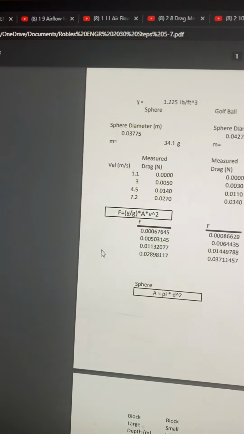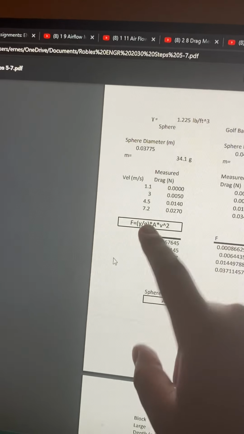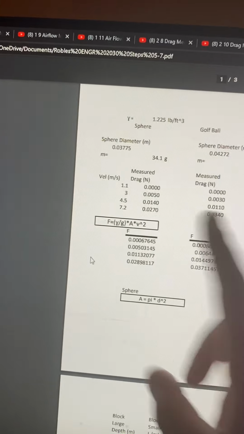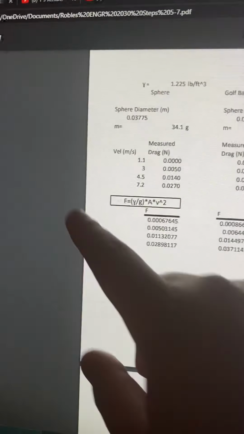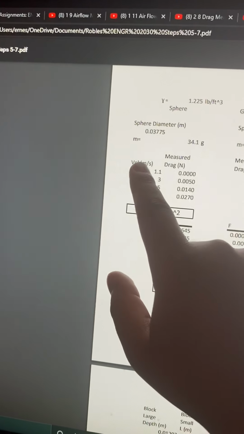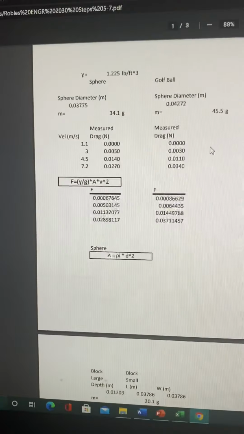We'll be using this equation to get our force, which is gamma over gravity, which will be 9.81, times the area times velocity squared. For all of these, the gamma over gravity is going to be the same. The velocity changes for each force, and the only different one is going to be the area.